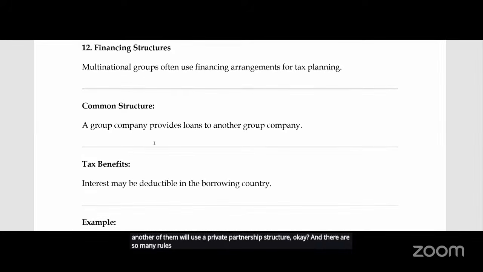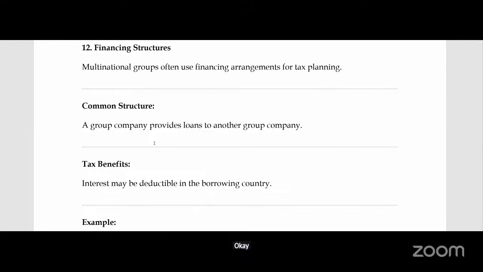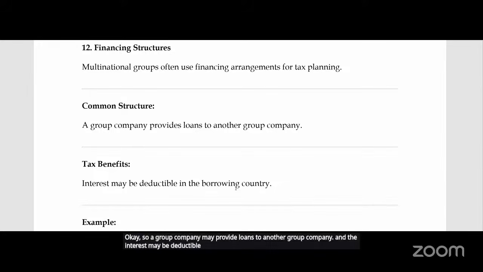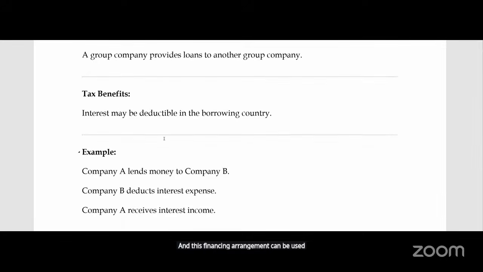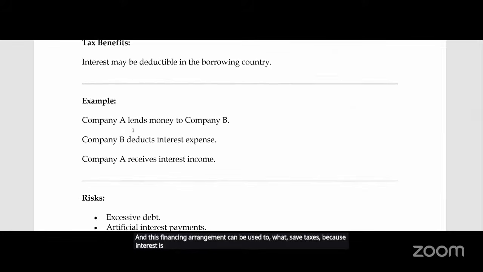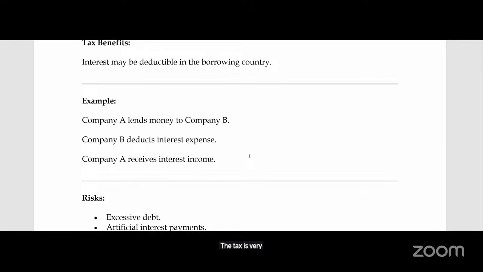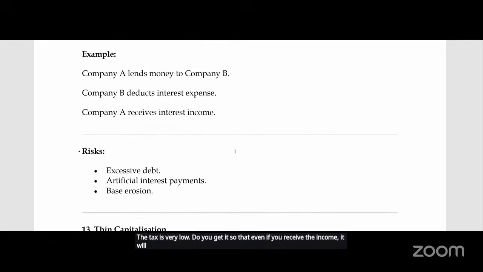Then people can also adopt financing structures. That's where they use financing arrangements for tax planning. A group company may provide loans to another group company and the interest may be deductible in the borrowing country. You remember transfer pricing, we saw financing arrangements. This too can be used to save taxes because interest is an allowable deduction. So company A lends money to company B. Company B deducts the interest expense. Company A receives interest income. But company A will be at a place where the tax is very low. Do you get it? So even if you receive the income, the tax will be lower. This is what people do.